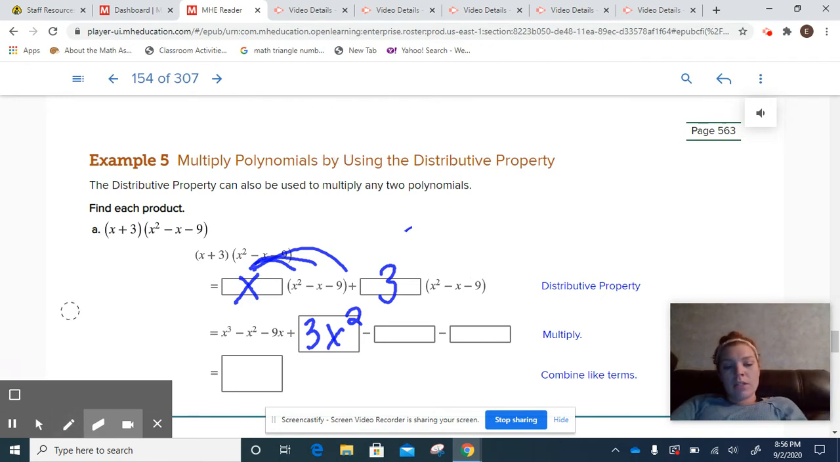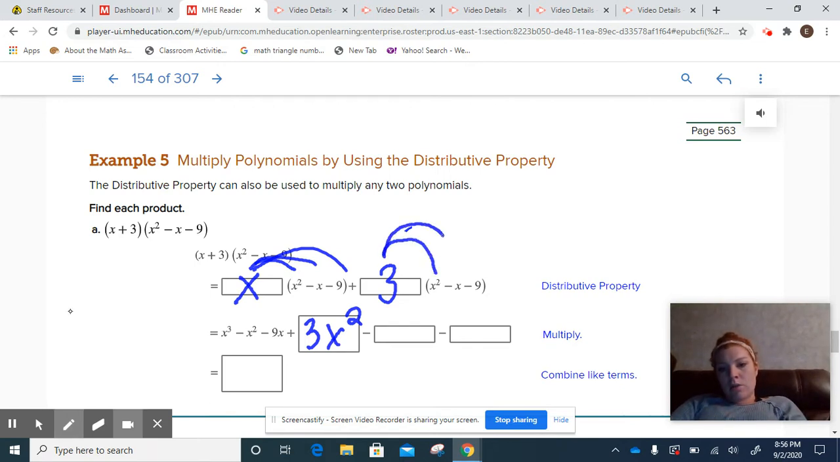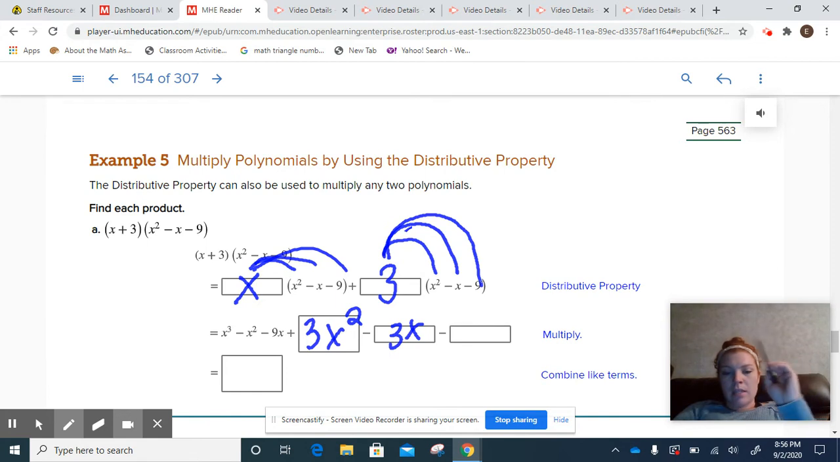So I always like to draw the rainbow as we go and then write down the answer. So this is the part that we just did, the 3x squared. And then I like to draw it next so I know what 2 pieces I'm looking at. So 3 and negative x, which is negative 3x. They already have the negative in there for me. And then the 3 times the negative 9, which is negative 27.